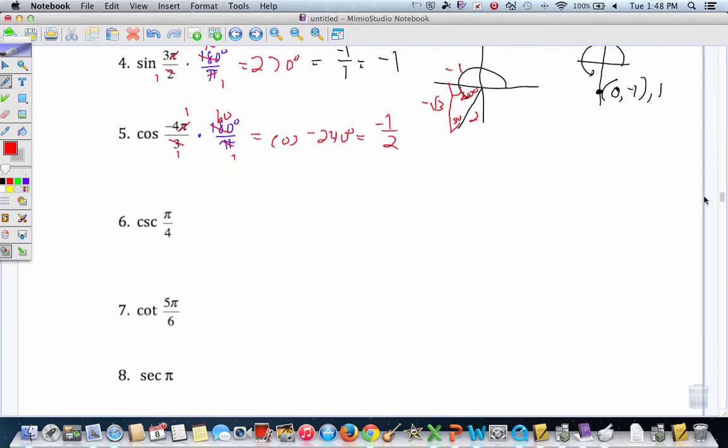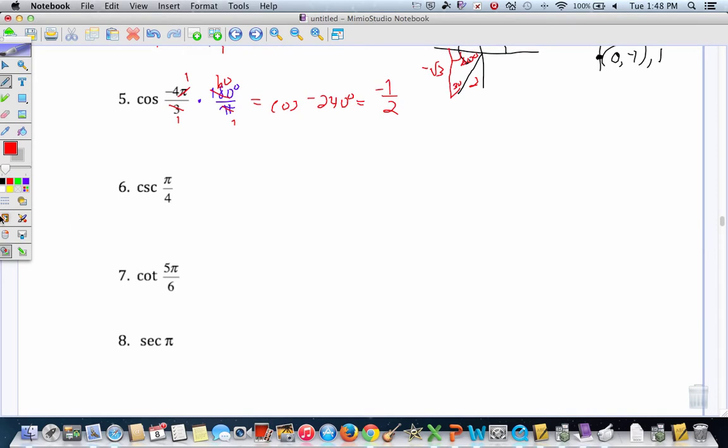Actually, 3 more. Cosecant of pi over 4. So if I multiply by 180 degrees over pi, again, we can see the pi's will cancel, and the 4 and the 180 become 1 and 45. So we're finding the cosecant of 45 degrees.